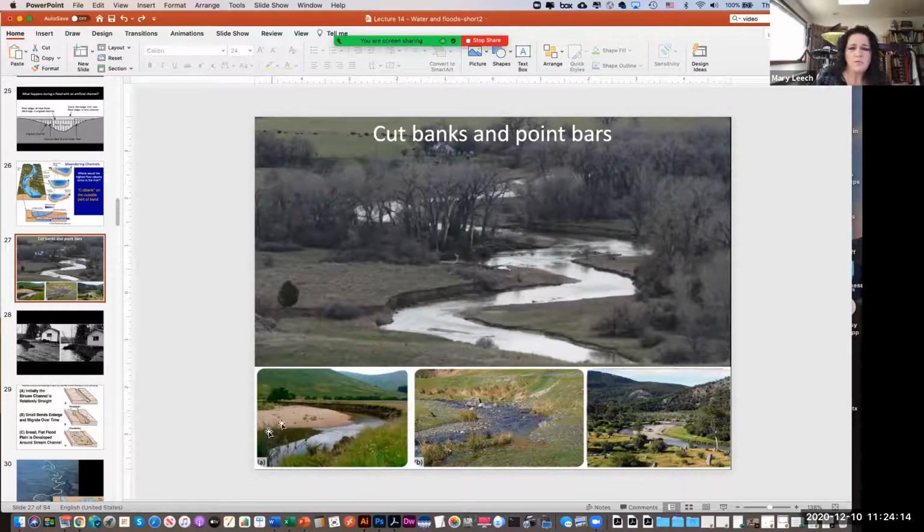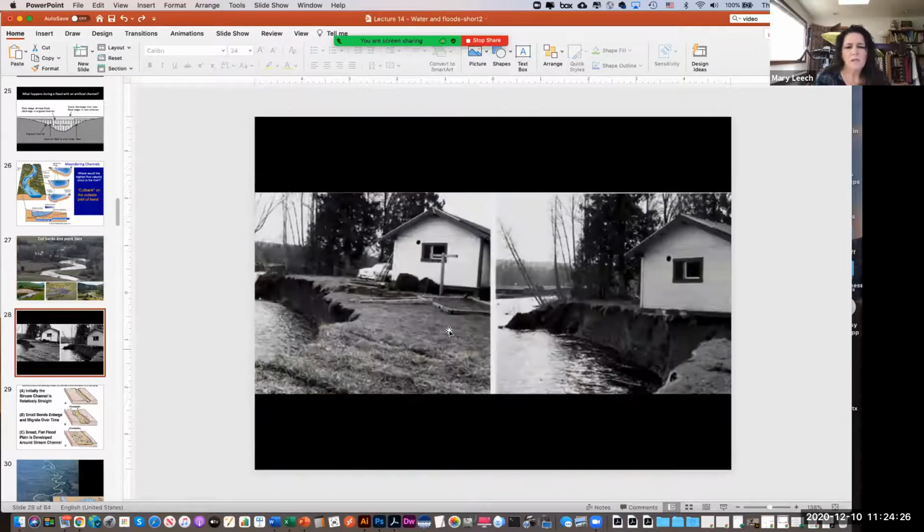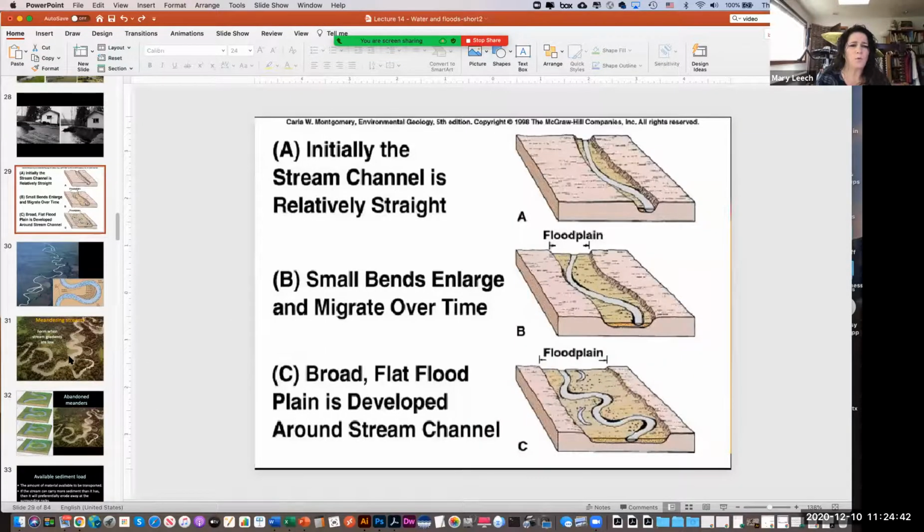And here are some other examples in different terrains. If it's more gravelly, up higher in the mountains, you get the same idea: a point bar and a cut bank. Cut banks are erosive. Here's an example of that erosion. Here's a cut bank, and here's the same cut bank after a flood. I think you can see that it took away a lot of land, a lot of sediment at that point.